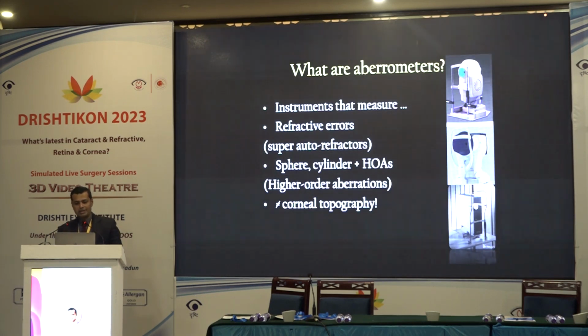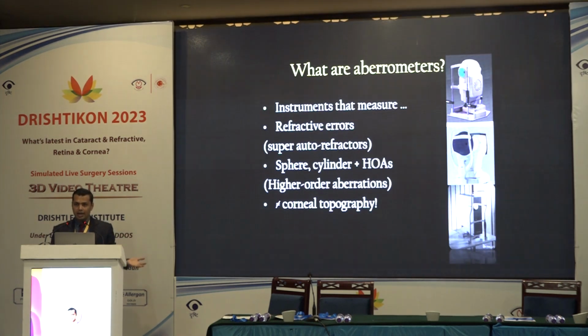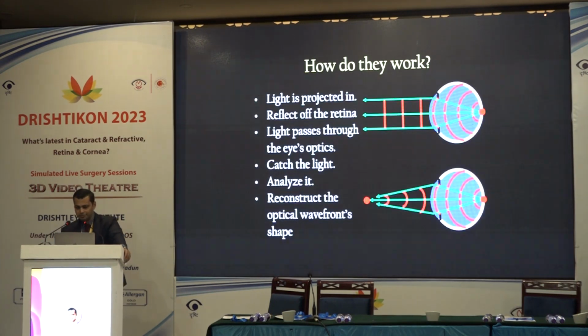So again, what are the basic aberrations that we have? We have myopia, hypermetropia, and astigmatism, and that's what we've been checking for years and years. But once you take out all that noise, the next line of aberrations that turn up are known as higher order aberrations. So what are these aberrometers? They're basically super autorefractors. So they take out your basic aberration profile, basic myopia, hypermetropia, and then a little more, and that is what we need to treat or to understand.